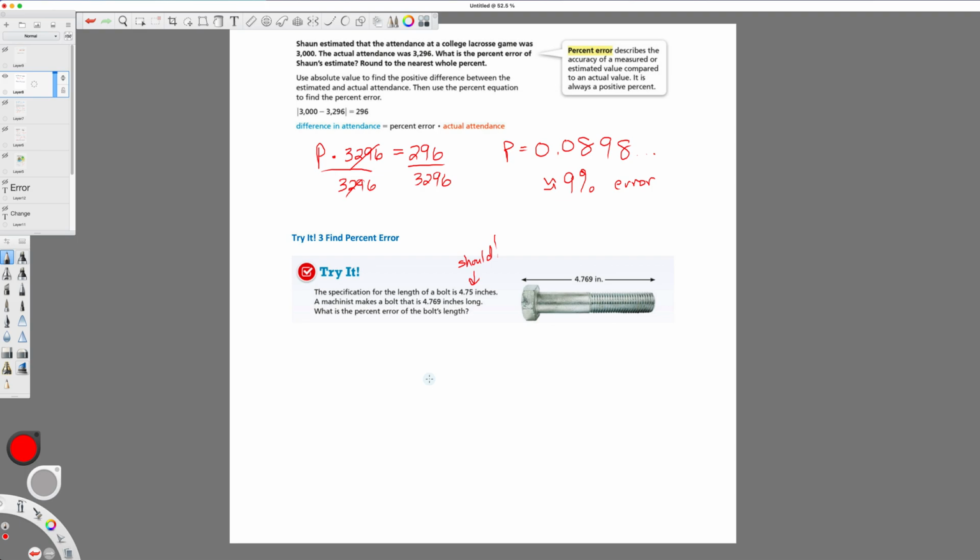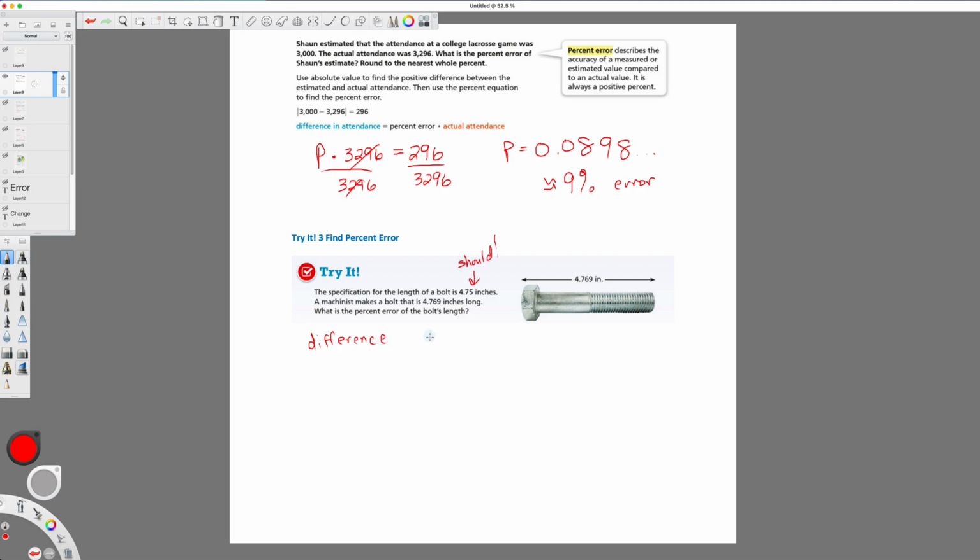Well, different applications have different specifications for things. We've got to know how big of an error that is so we can determine whether it is an appropriate bolt or not. Again, when you're making stuff, you're not going to be able to make it exactly 4.75. You just have to get it really close. Now, how close? That's what percent error is. So to find the percent error, we need to find the difference.